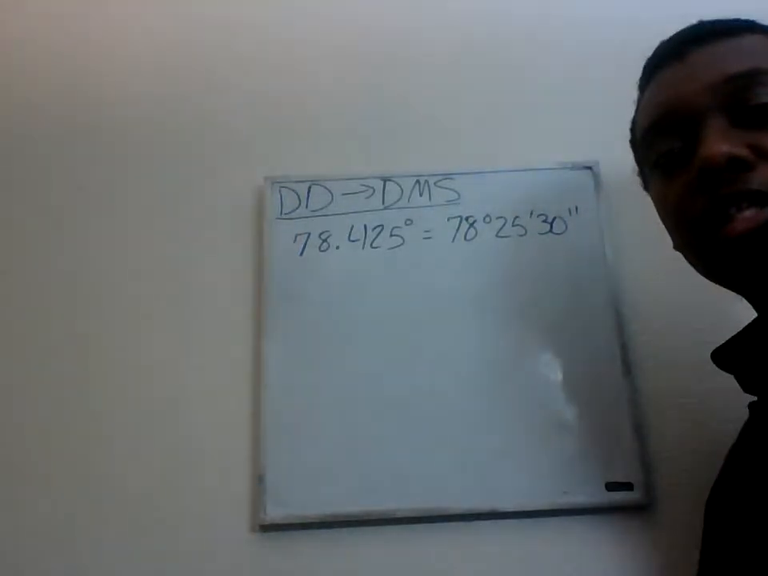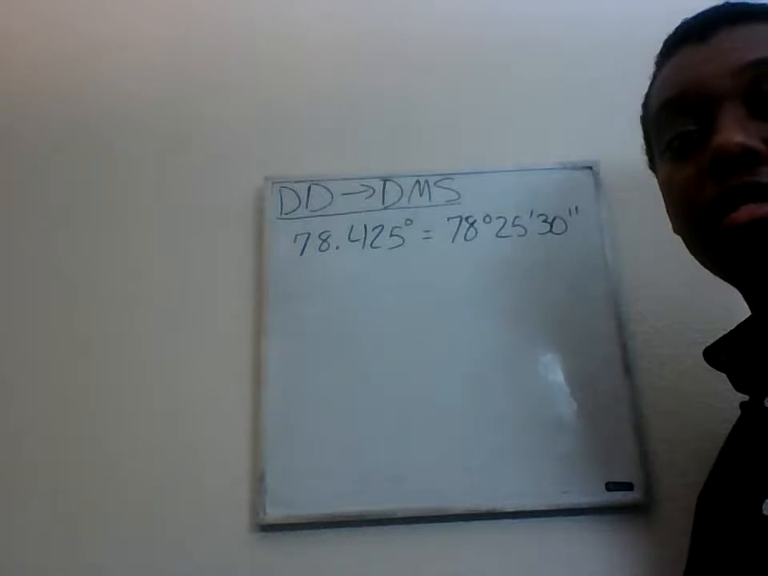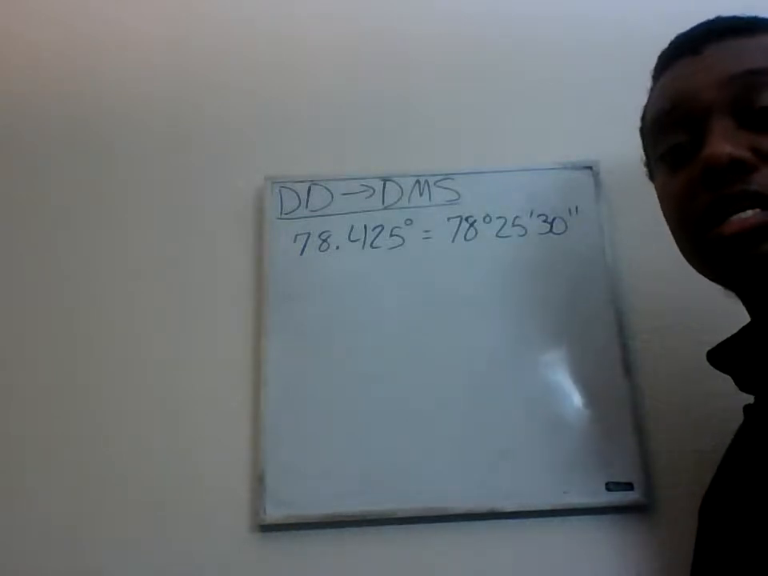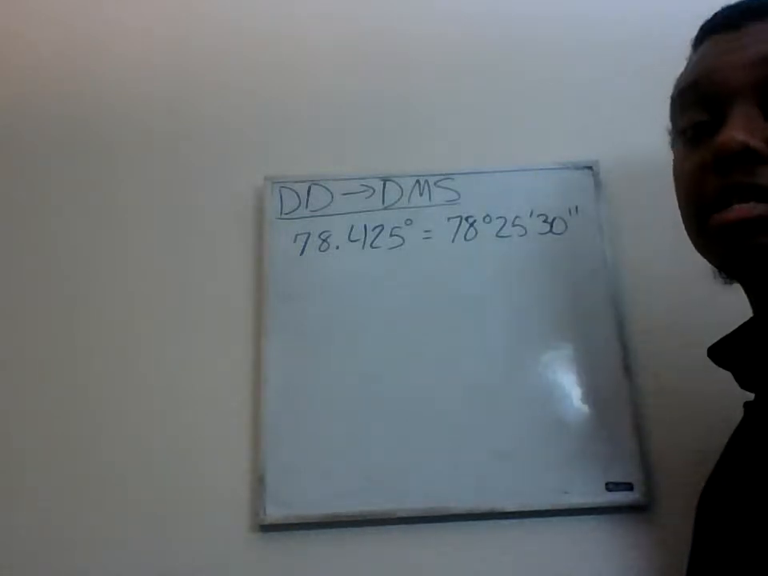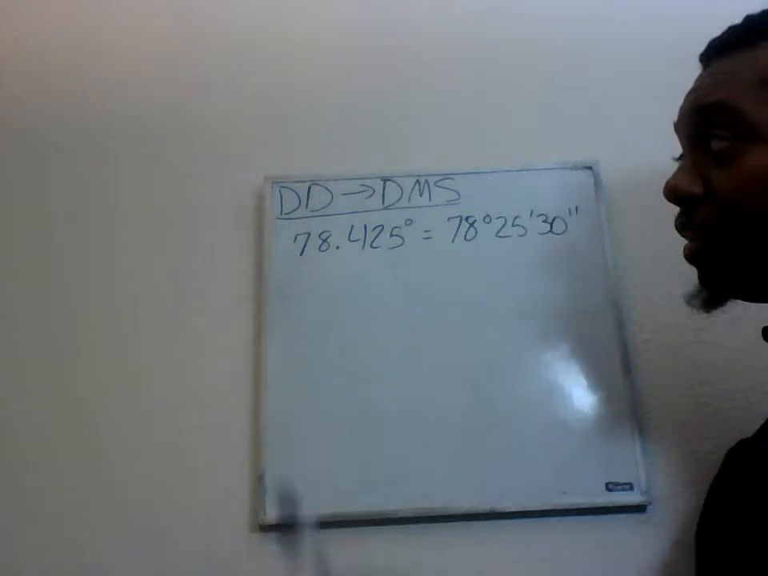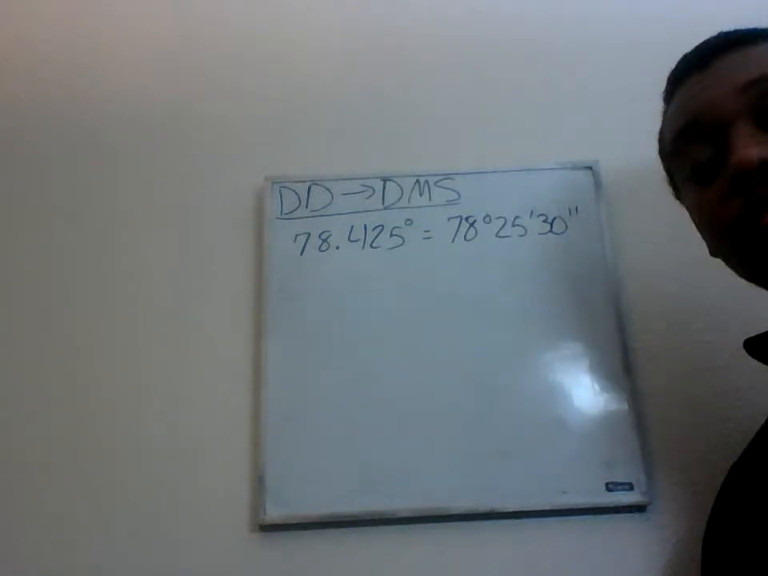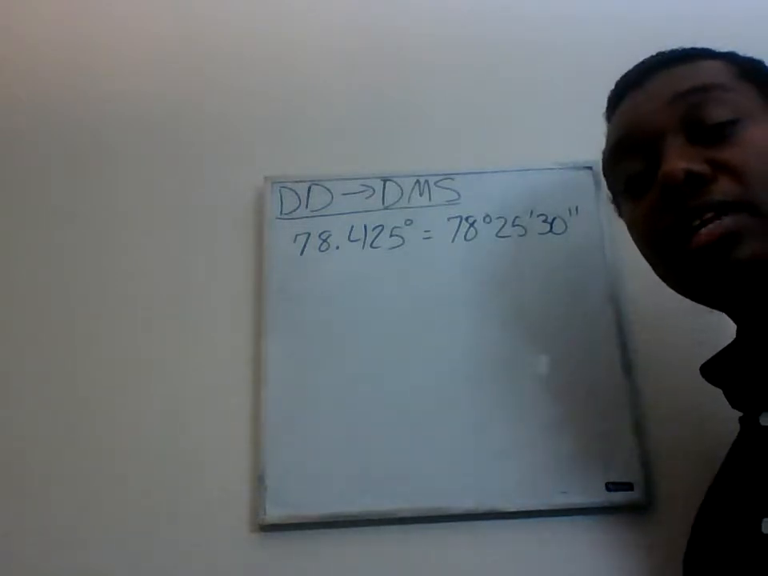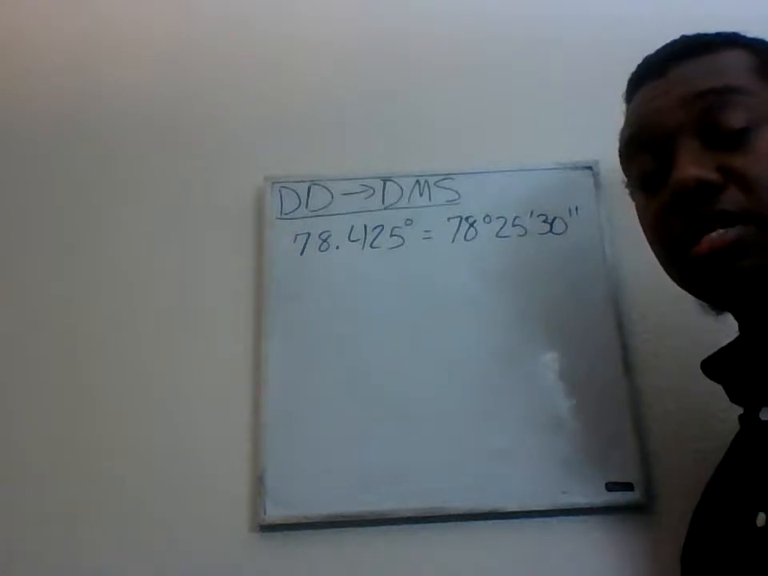Hello. So today we're going to look at converting between decimal degrees to degrees, minutes, seconds, and from degrees, minutes, seconds back to decimal degrees. To demonstrate this, I'm starting off with 78.425 degrees, and that is equivalent to 78 degrees, 25 minutes, and 30 seconds.